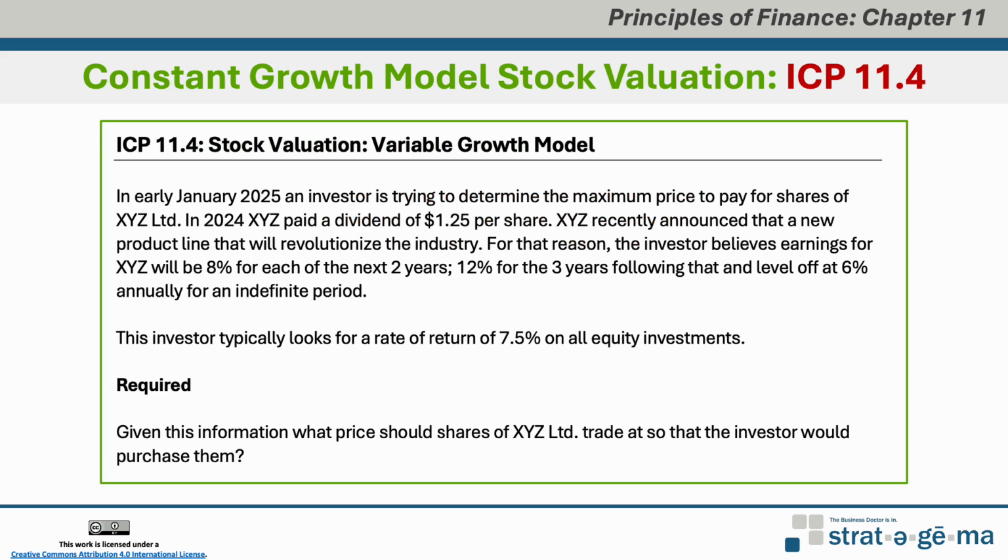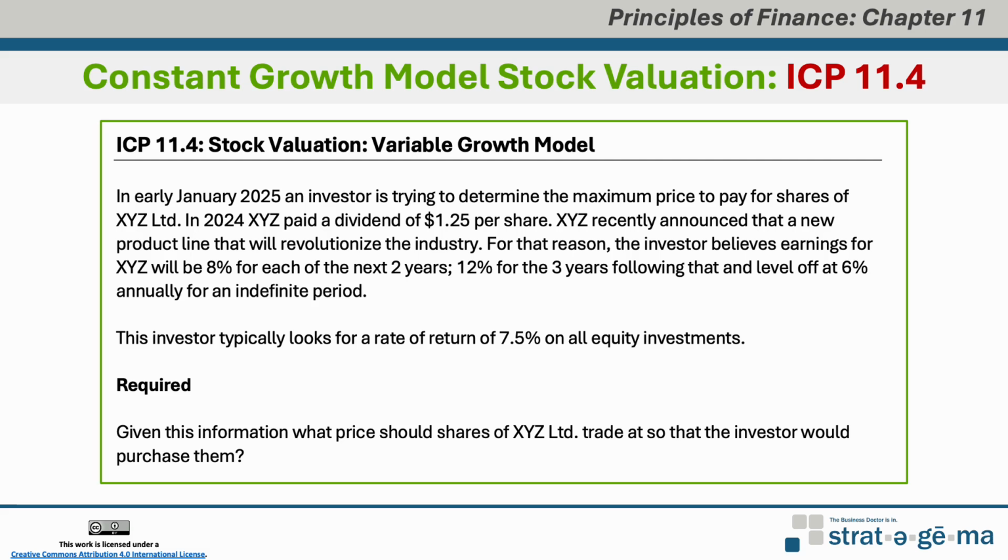So let's say in early January, an investor wants to determine the maximum price to pay for shares in XYZ company. In 2024, the company paid a dividend of $1.25 a share. It recently announced a new product line that will revolutionize the industry. So investors believe that earnings for that company will grow 8% for the next 2 years, then 12% for 3 years following that, and level off annually for an indefinite period.